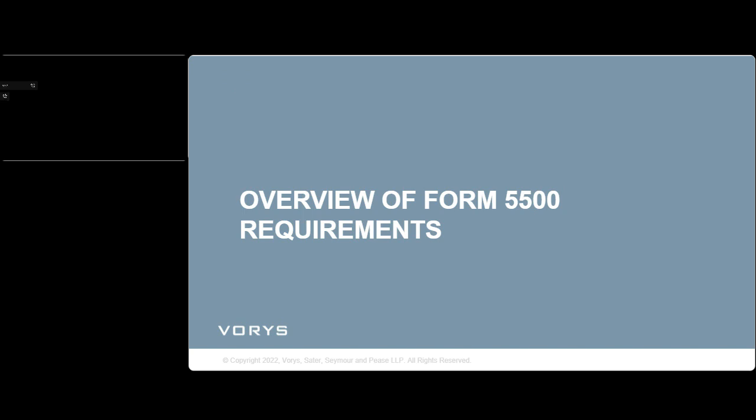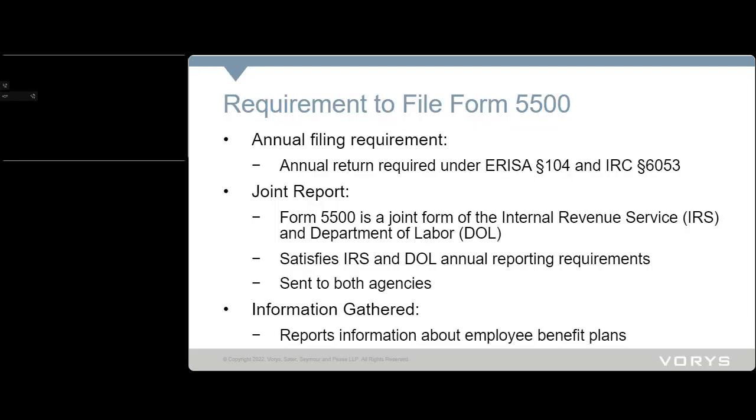Thanks, Chris. Yeah, Chris just mentioned we're just going to spend the next several minutes running through some of the Form 5500 requirements as a refresher. So as you know, the Form 5500 is an annual report for an employee benefit plan. The plan is required to file the report under both ERISA and the Internal Revenue Code. Thankfully, the report is a joint report that satisfies the annual reporting requirements of both the DOL and the IRS when it is filed.